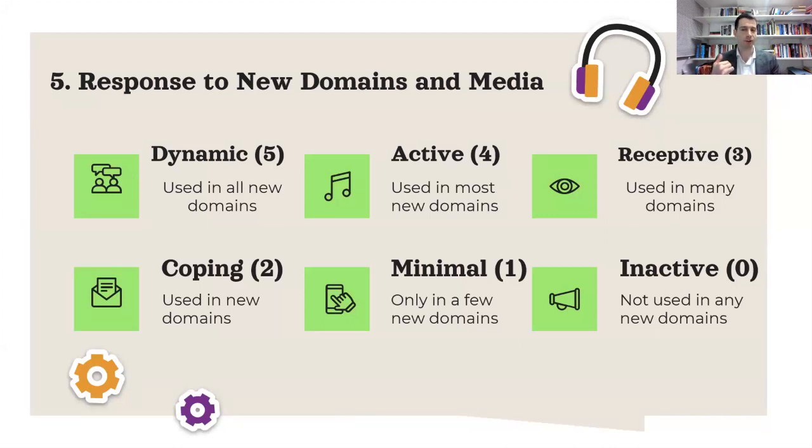Number 5, what is the response of that language to new domains and media? Think about the internet, for instance, which is not considered, unfortunately, in this guide because it wasn't really a thing back in 2003. The best ideal situation is where the response to new domains and media is dynamic, meaning the language in question is used in all new domains. Then we have active, when it's used in most domains, receptive, used in many domains, coping, is at least used in new domains. Minimal is only used in a few new domains. And finally, inactive is not used at all in any new domains. That is the worst possible situation.